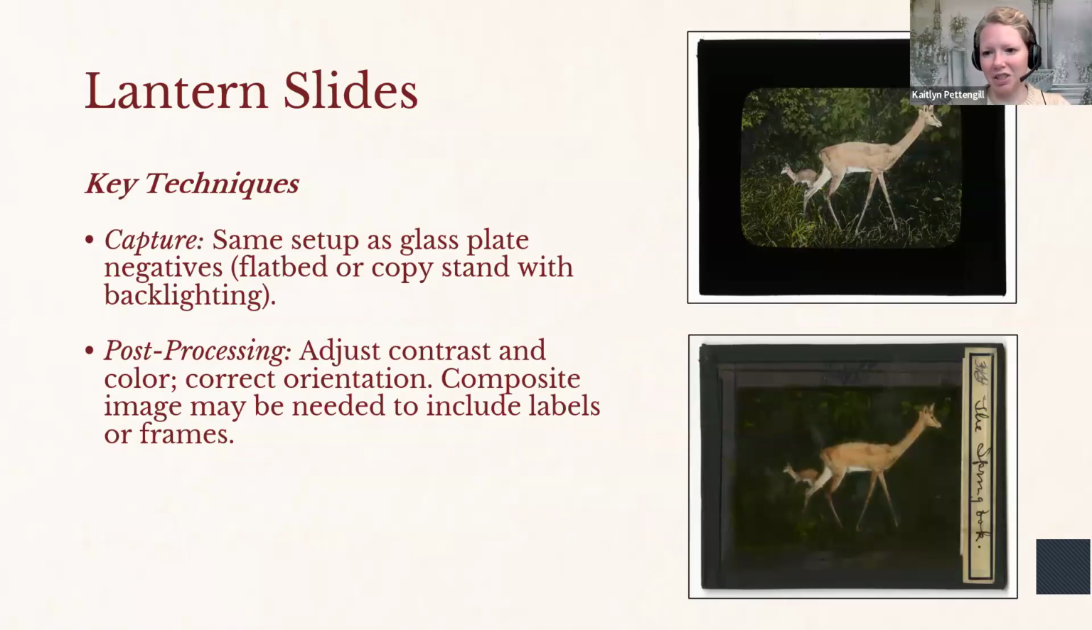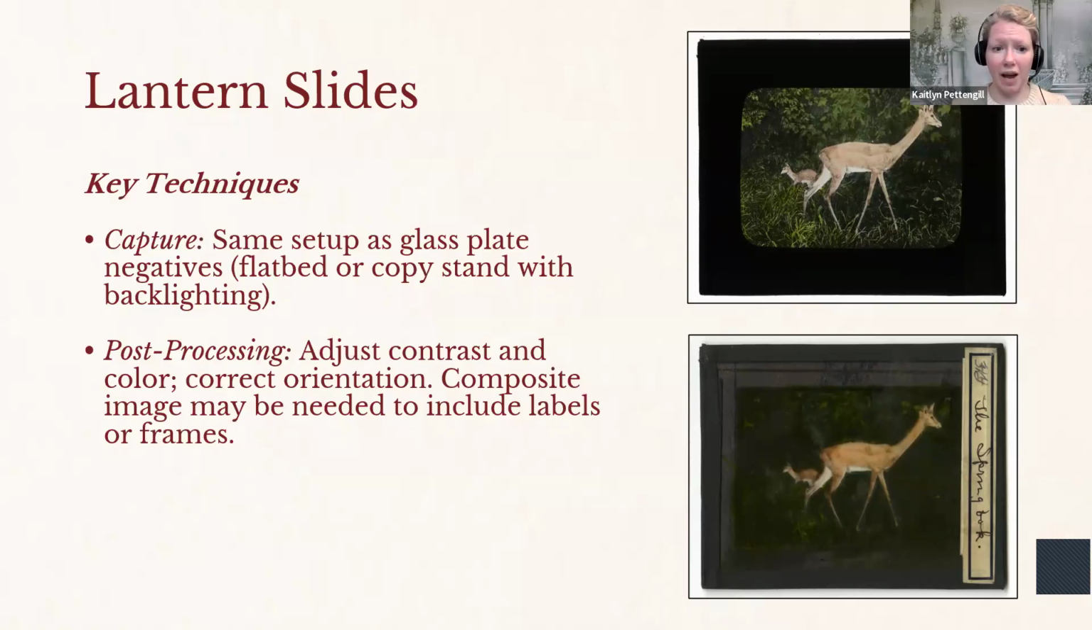All right, lantern slides. These two are actually from my own collection. It's a Springbok. They use many of the same digitization techniques as glass plate negatives. But one thing that you want to keep in mind is the mount itself. On this one, you can see that there's a label that says the Springbok on it. Sometimes there'll be a date, or if they were mass produced lantern slides, there might be the photographer or the manufacturer. Handwritten notes, all of that is really useful context about how the slide was used. That's important to understand the slide.